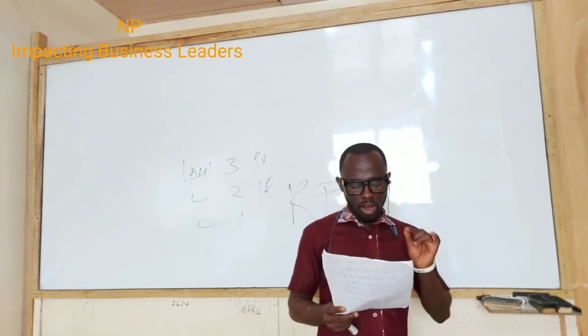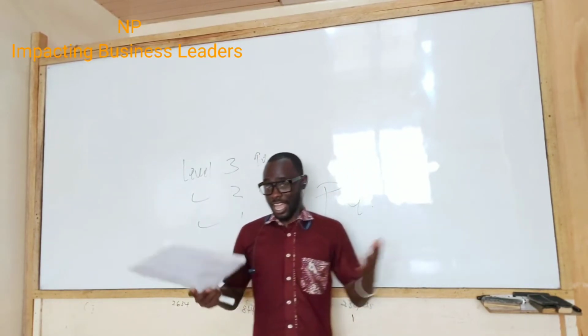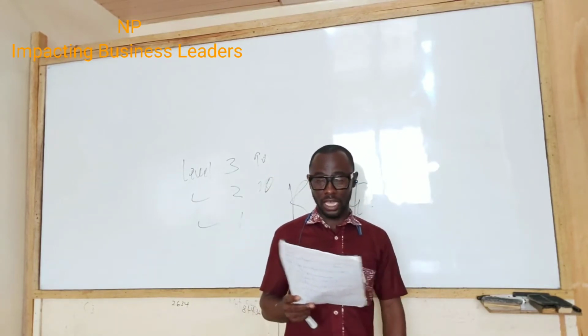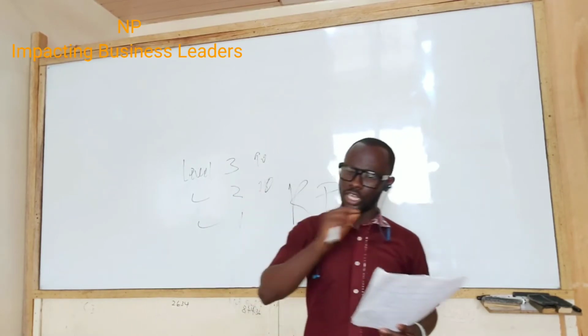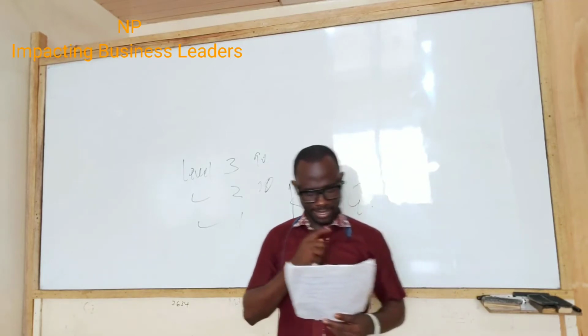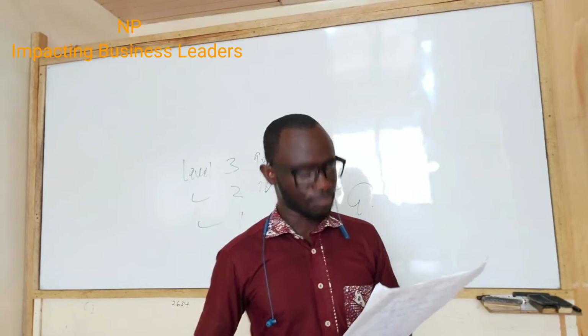IPSAS 19, provisions, contingent liabilities, contingent assets. As you know, that is based on IAS 37, but it is a level 3 accounting standard. So you need a thorough knowledge and a solid understanding of provisions, contingent liabilities, and contingent assets.